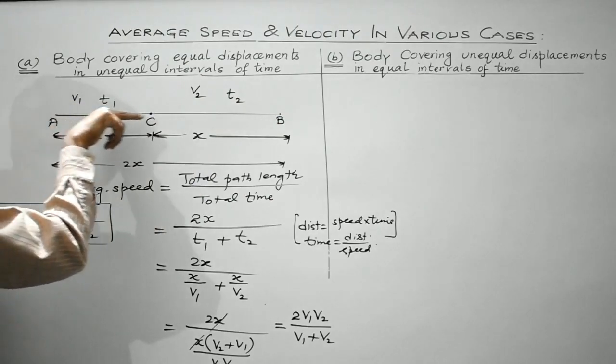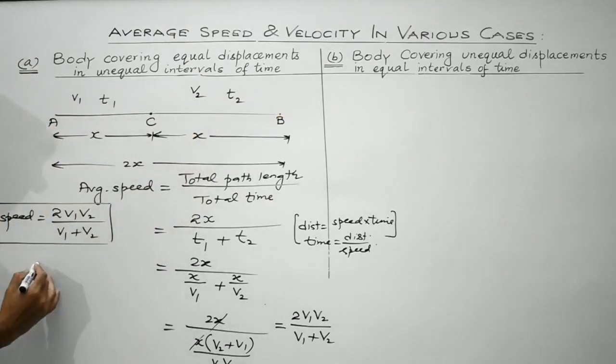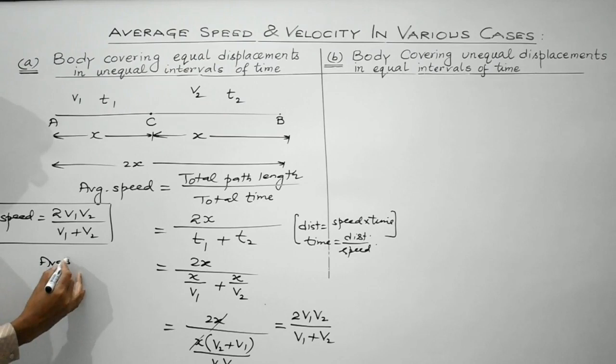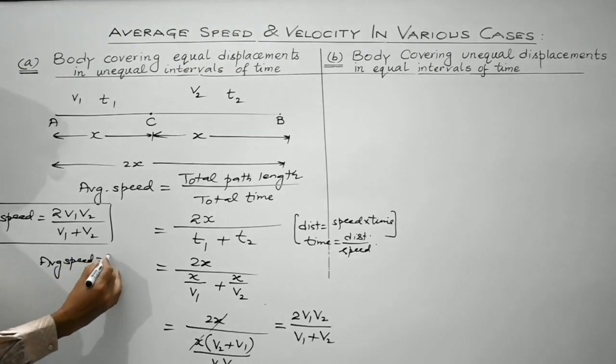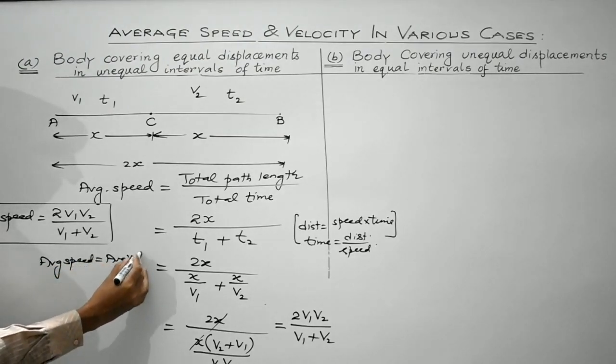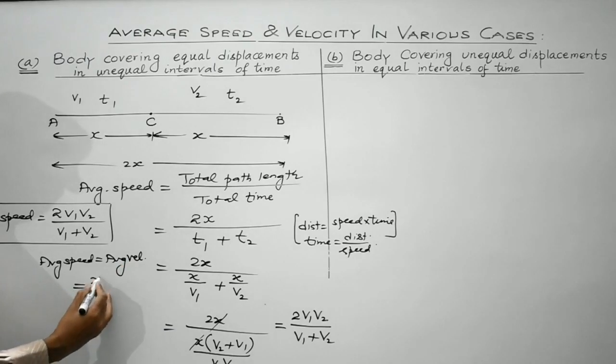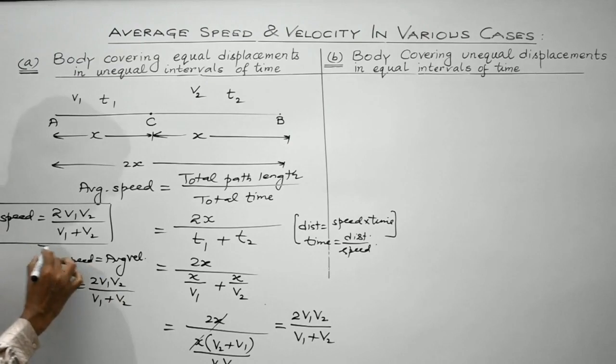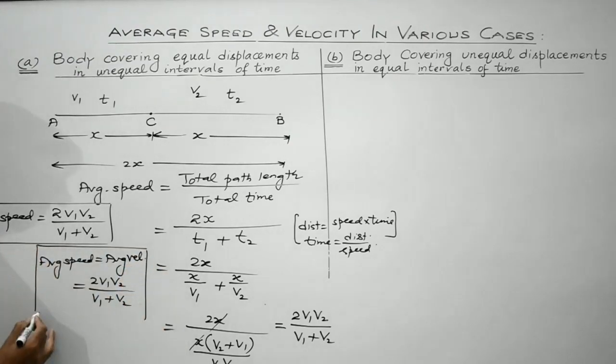Body is moving along a straight path. So here, average speed would definitely be equal to average velocity. Each would be equal to twice v1, v2 divided by v1 plus v2. So please keep this in mind.